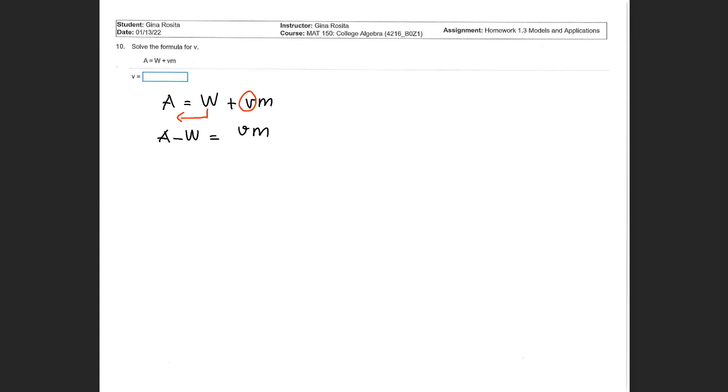Our goal is to find V. So I have to divide by m on the right side, so I have to divide by m on the left side. Yeah. So we got the answer now. V equals capital A minus capital W over small m. Okay. That's the answer. We finished.